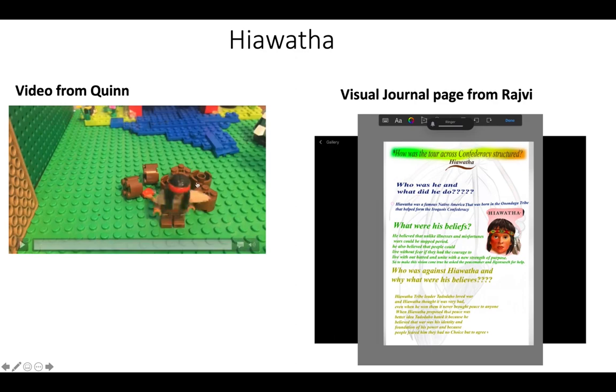Great. Excellent work, Quinn. That's so cool how you did that animation of making the Hiawatha character move. So well done. And then I just included Rajavi's here, which is kind of cool. She's using a program to make a visual journal, or I guess using her iPad.